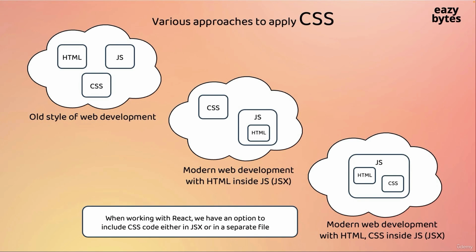First, let's try to understand the various approaches that we have to apply CSS inside any UI application. Before modern UI development, or before the invention of React, Angular or Vue, everyone used to develop web applications using plain HTML, CSS and JavaScript. In such a classic or old style of development, developers used to write HTML, JavaScript and CSS code in individual files. HTML files have the .html extension. Similarly, JS files have .js and CSS files have .css file extensions.